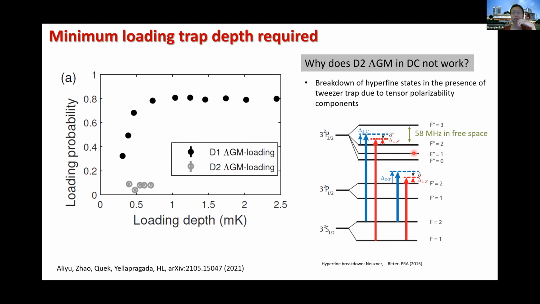And in order to perform lambda gray molasses cooling, we had to be blue detuned relative to the F=2 transition, and still red detuned relative to the F=3. But this spacing is only 58 megahertz for sodium in free space. So there wasn't very much room for us to play with. This forces us to use AC tweezers when we want to use D2 light.